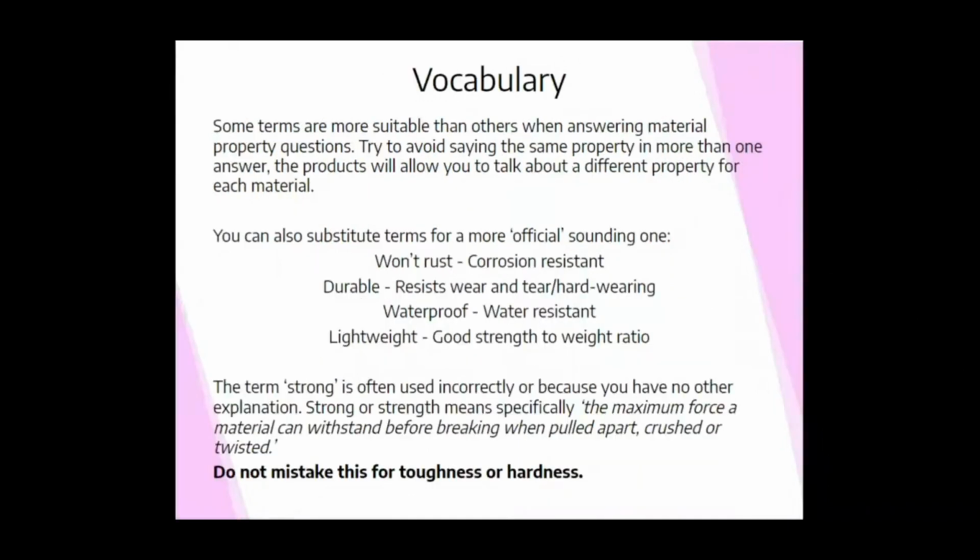For the other trolley, you will be able to write about some of the materials and the properties of that one as well. When you're writing these questions, it's really important to consider the vocabulary that you use because some terms are more suitable than others. Try to avoid using the same property in more than one answer. So for example, if you know that 2 different metals are both corrosion resistant, don't repeat corrosion resistance as an explanation in another answer. You can also substitute terms for more official sounding ones instead of saying something like the material doesn't rust. Say something about corrosion resistance instead, just to help improve your use of the right terminology.